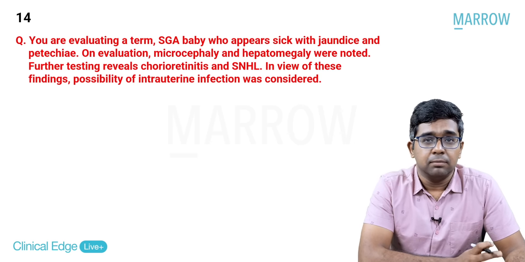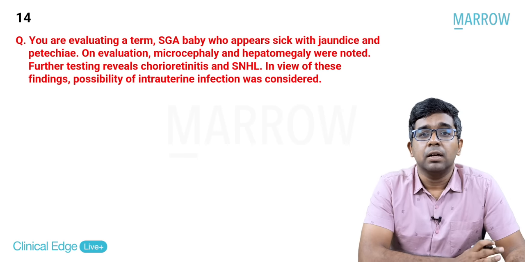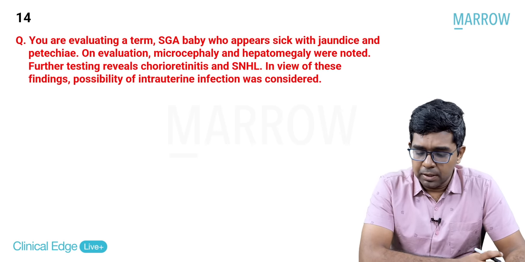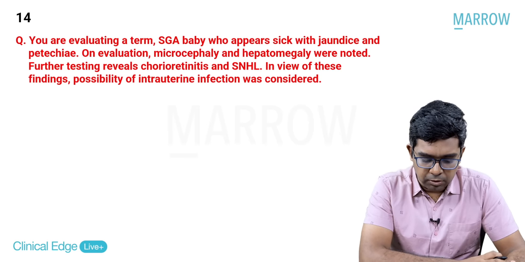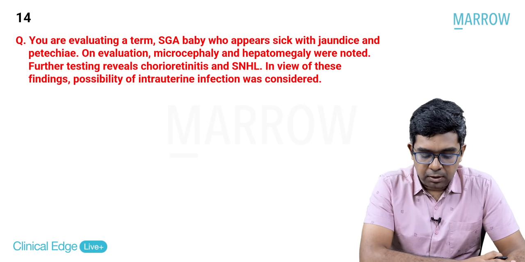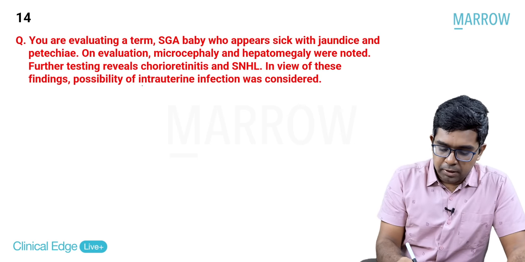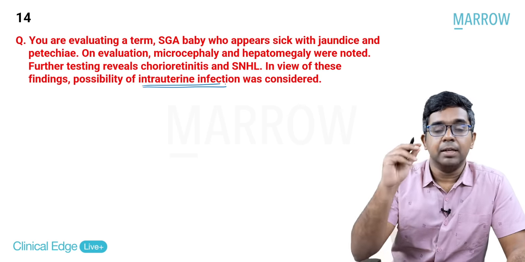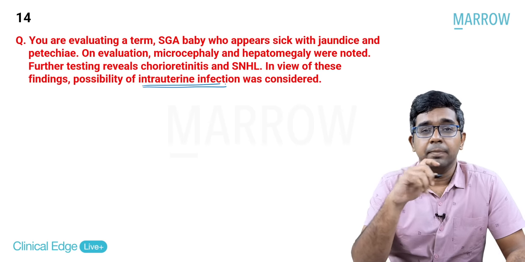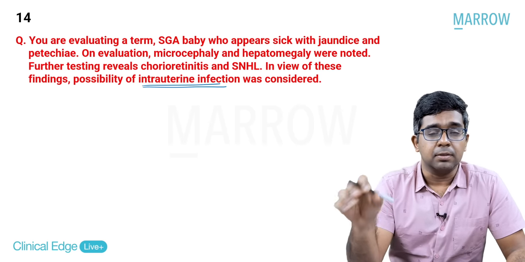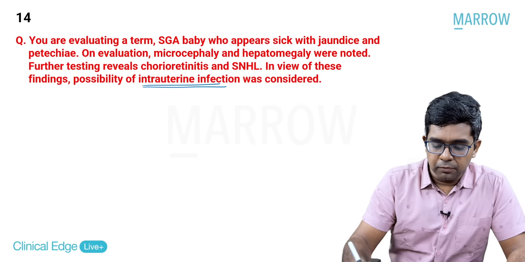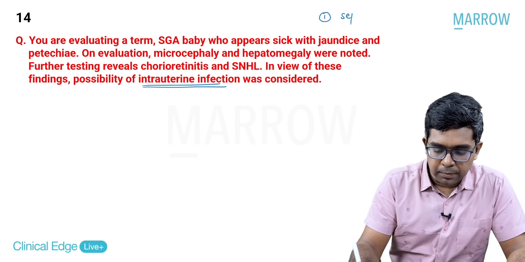One involving the brain, that's why microcephaly. Another involving the liver, like hepatomegaly and jaundice, as well as chorioretinitis and sensorineural hearing loss. In view of these findings, the possibility of an intrauterine infection was considered. Definitely, it is one of the differentials which should be kept in mind. Any sick baby where you are not able to explain all the findings, you think about the possibility of number one, sepsis.